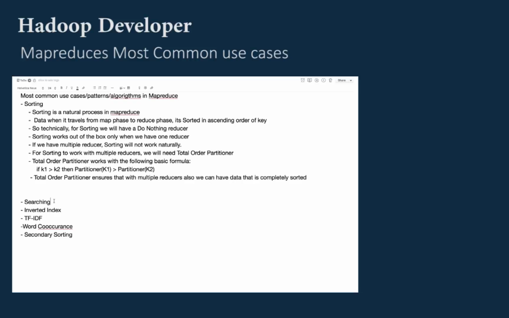If we have multiple reducers, sorting will not work naturally. For sorting to work with multiple reducers, we need something called a total order partitioner. Total order partitioner works with the following basic formula: if key1 is greater than key2, then partitioner of key1 will always be greater than key2. And we've seen how that works. Total order partitioner ensures that with multiple reducers, we can also have perfectly sorted data.